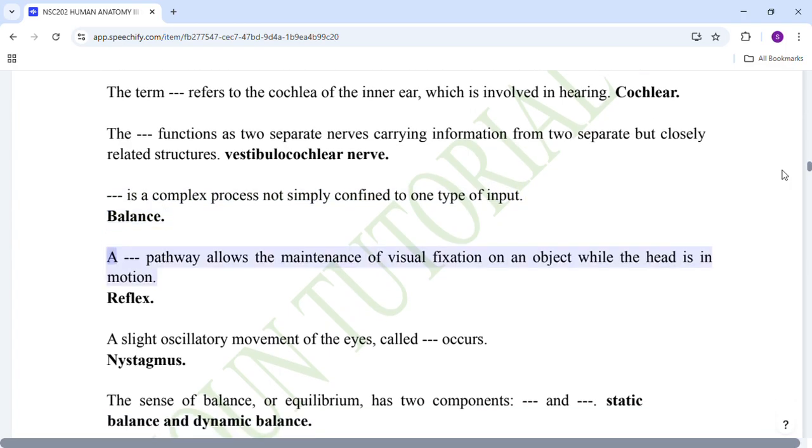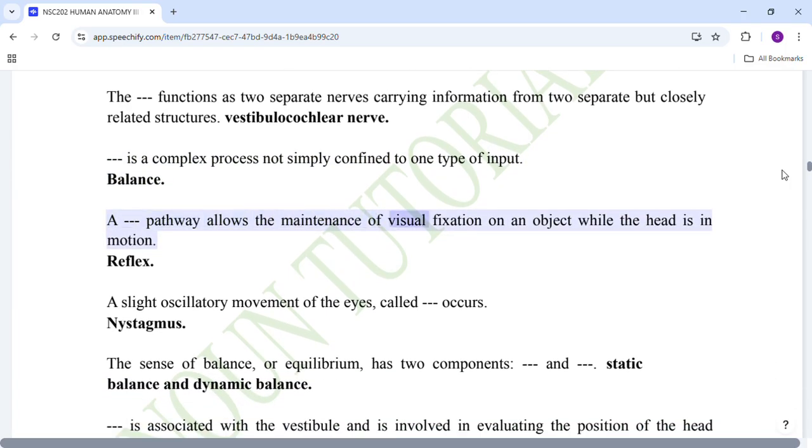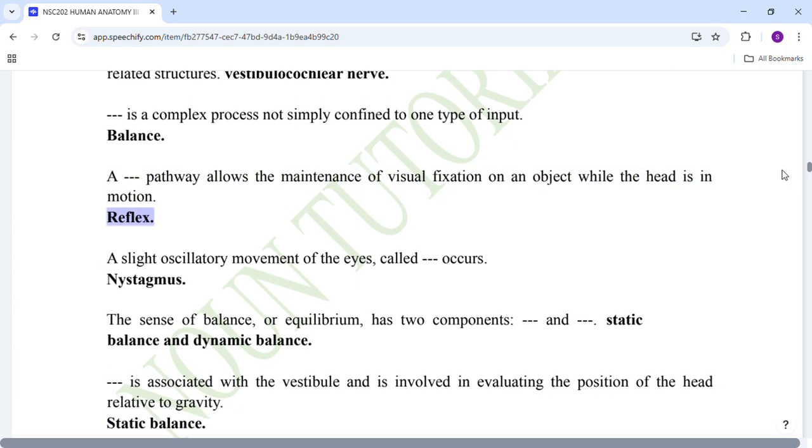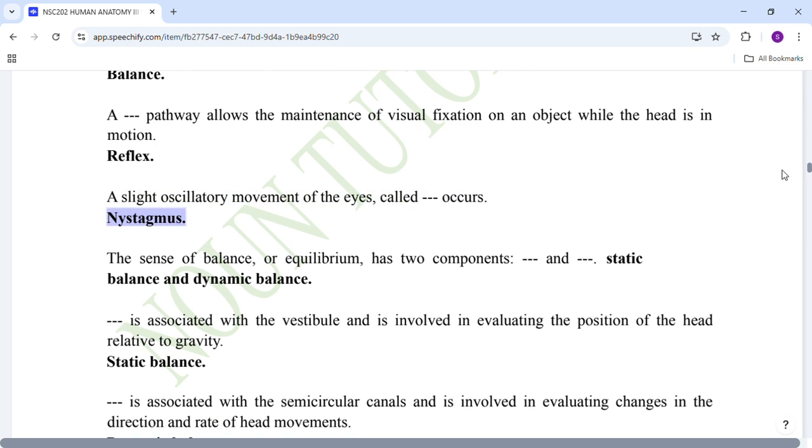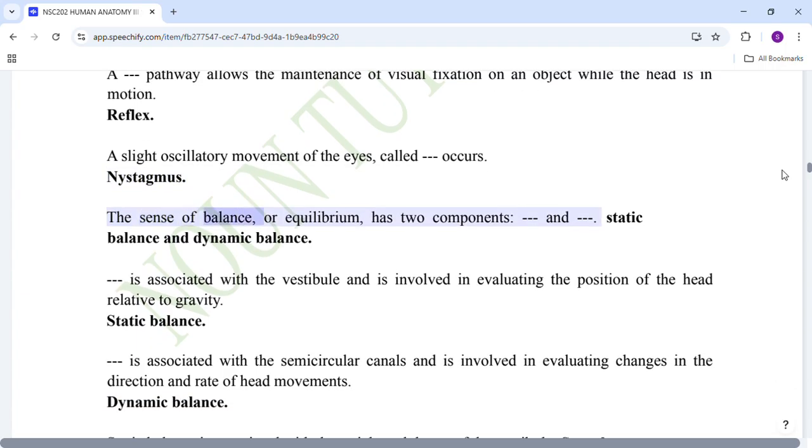Balance is a complex process not simply confined to one type of input. A reflex pathway allows the maintenance of visual fixation on an object while the head is in motion. A slight oscillatory movement of the eyes, called nystagmus, occurs.